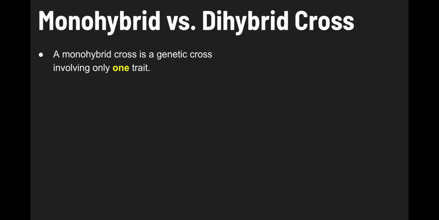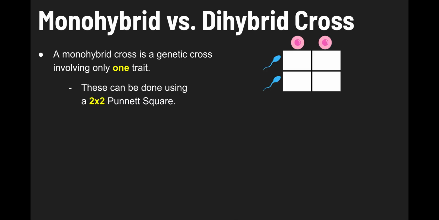Let me explain the difference between the two. A monohybrid cross is a genetic cross involving only one trait. Mono means one. So these are crosses that involve only one trait. These can be done using a 2x2 Punnett square, 2 columns, 2 rows. This type of Punnett square is what we used in the last video.